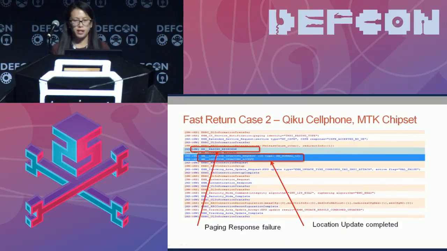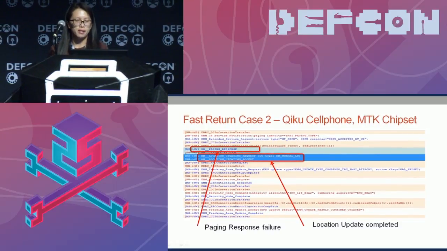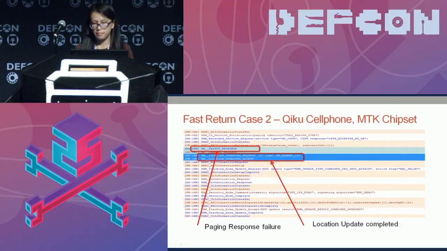Here's the failure example, and we can see the difference. This is a case of an MTK chipset. When the cell phone fell back to 2G, it didn't get its call. But before returning to 4G, the signaling was sent out. There is a location update accept immediately following. So in this case, our victim will get a new TMSI. That's why the connection will be interrupted 10 seconds after being successfully hijacked.